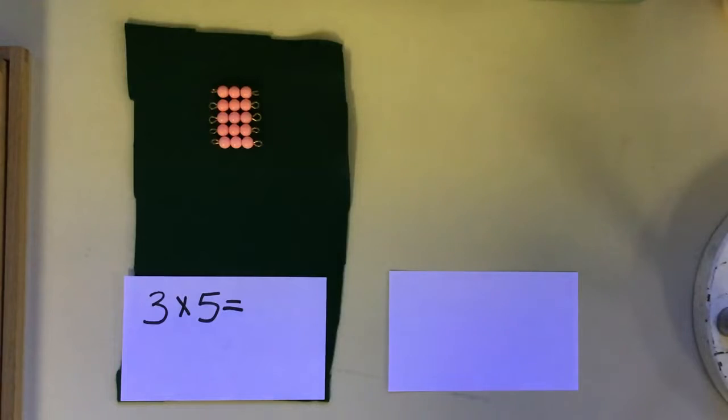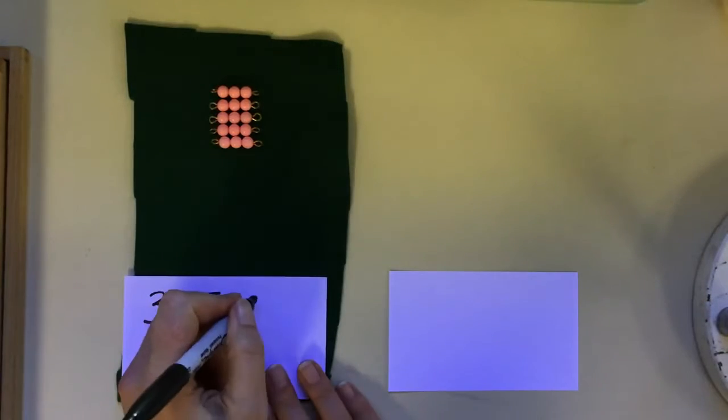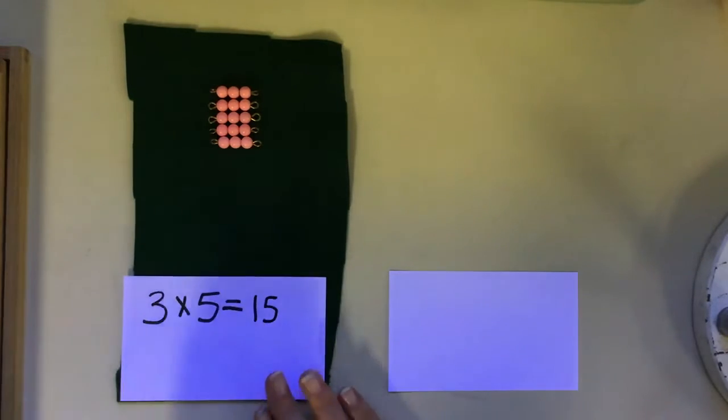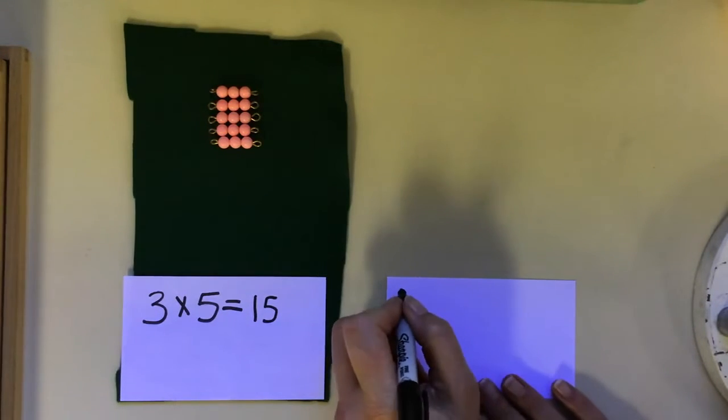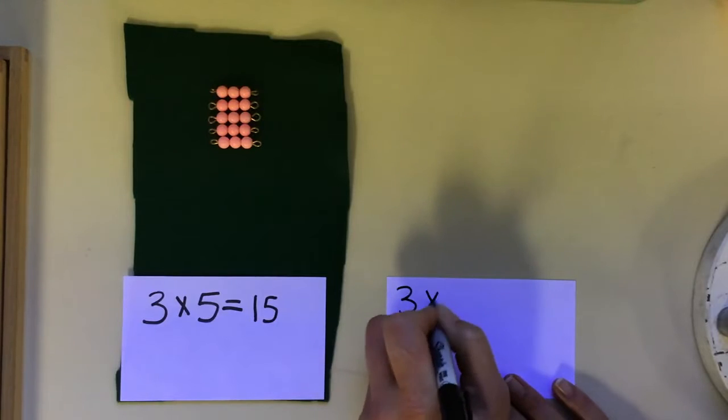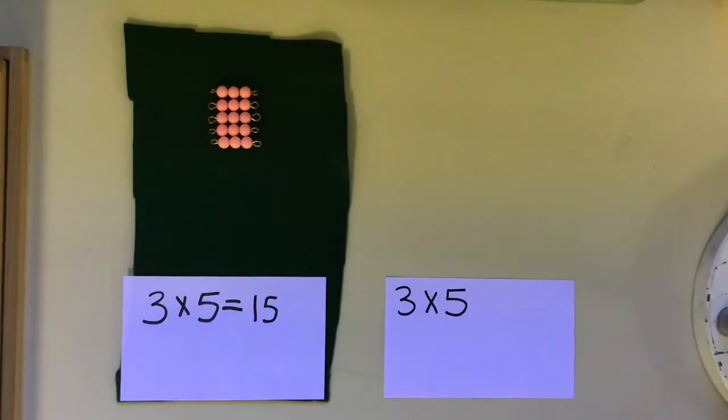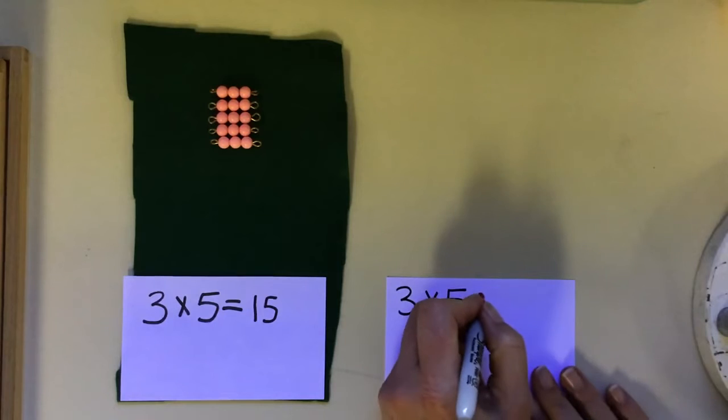And how many do we have? 15. So 3 times 5 equals 15. Now let's try that with a multiple of 10. So this time we're going to make 3 times not just 5, but 50.